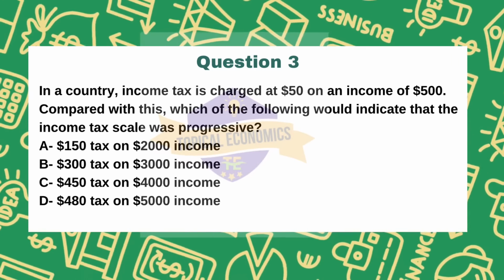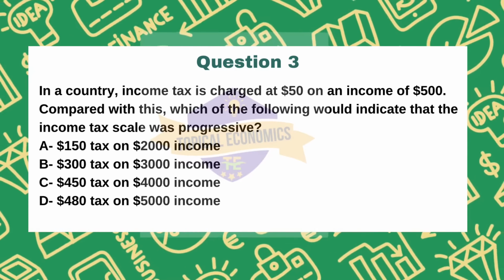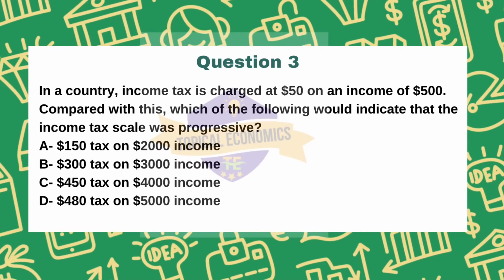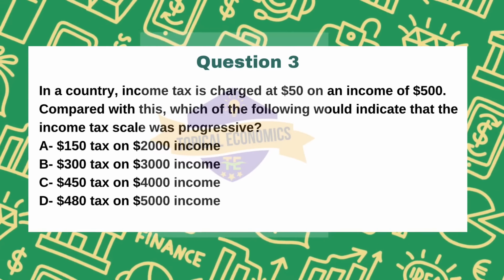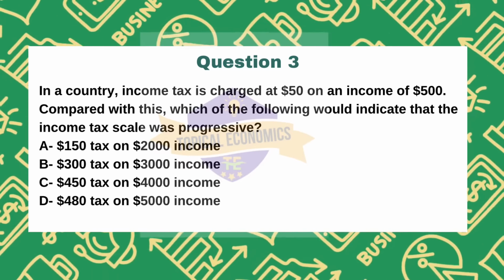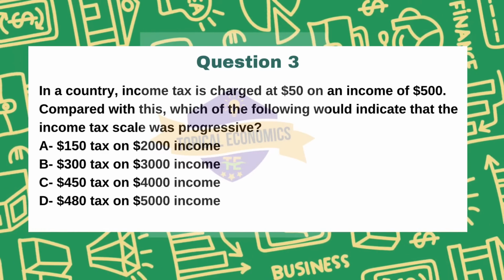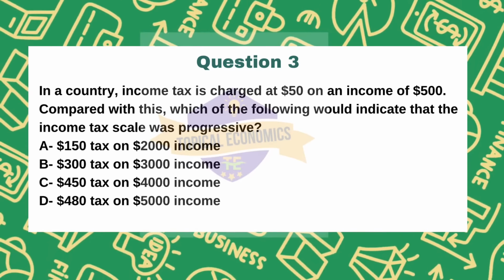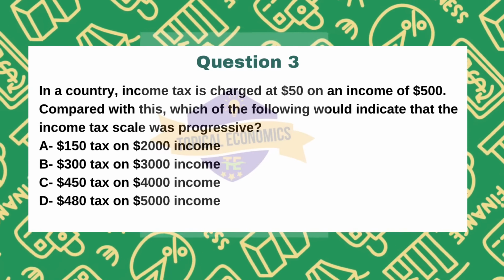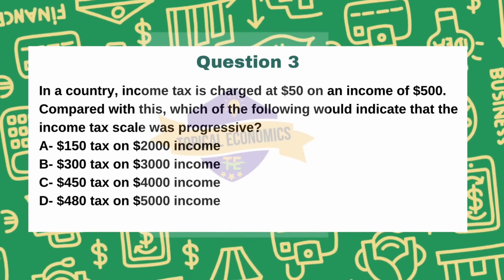The correct answer for this question is Option C, $450 tax on $4,000 income. A progressive tax scale means that as income increases, the tax rate also increases. In the given example, the income tax on $500 is $50, which represents a tax rate of 10%, $50 divided by $500. If we calculate the tax rate for each option.